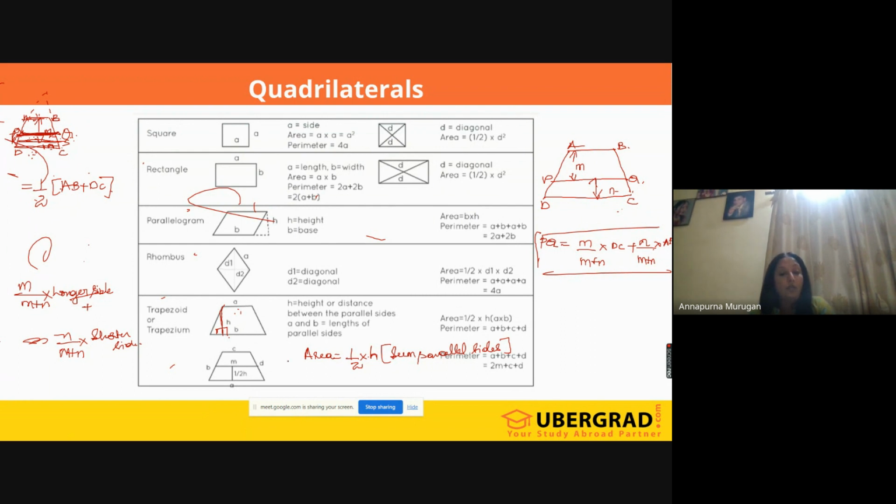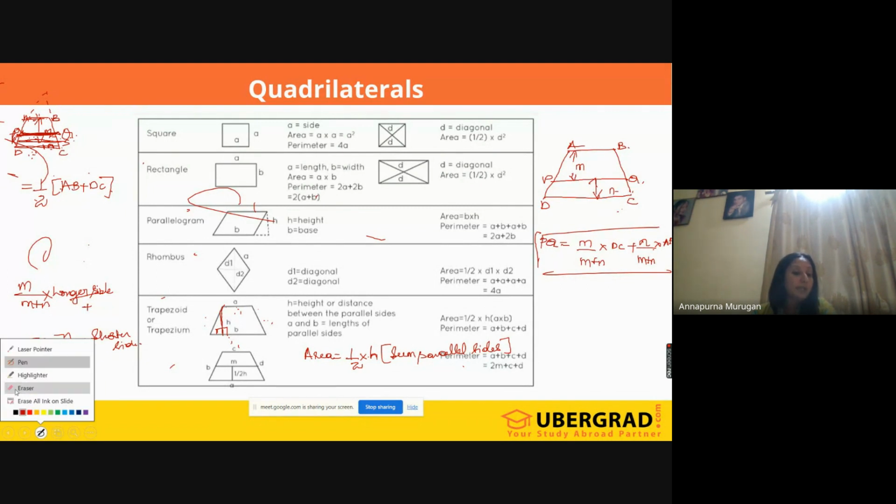And here, if you see one more thing, the perimeter is what? The boundary. The boundary is given by the sum of all the sides, that means the sum of the parallel sides plus the sum of the non-parallel sides that we have. So this is what we basically have with regards to trapezium.